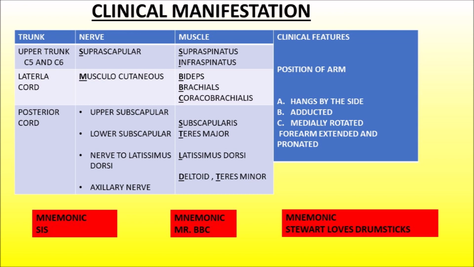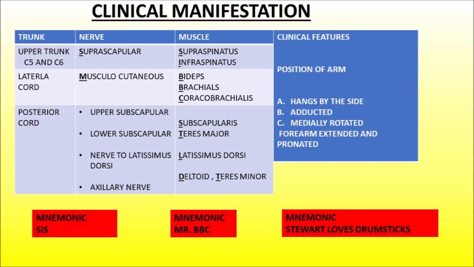The nerve affected in the lateral cord is the musculocutaneous nerve, and the muscles paralyzed are biceps brachii, brachialis, and coracobrachialis. Remember the mnemonic Mr. BBC, where M stands for musculocutaneous, B for biceps, the other B for brachialis, and C for coracobrachialis. Let us move on to the posterior cord.